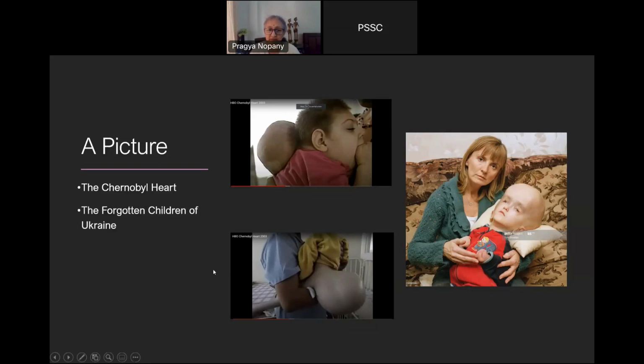And then there is another documentary called The Forgotten Children of Ukraine. And you see all these children are born with such deformities and their lives are just pathetic and tragic. So you can show these pictures and ask the children, start a debate, whether we should go for nuclear power or we should not go. But then should we make them look only at the negative side, where the tragedy of these children, their lives, is to be highlighted?